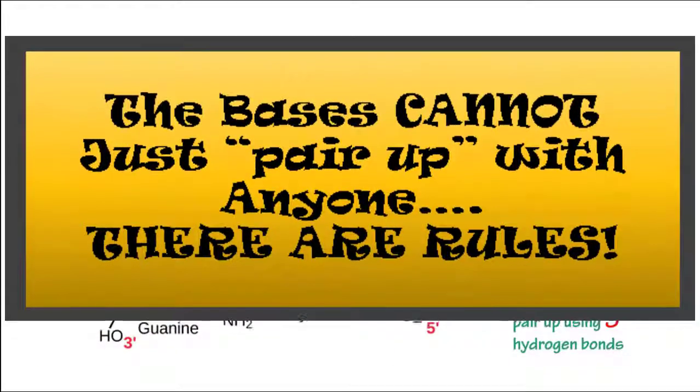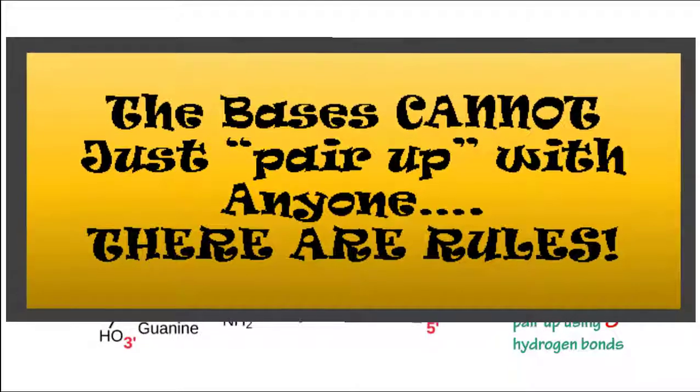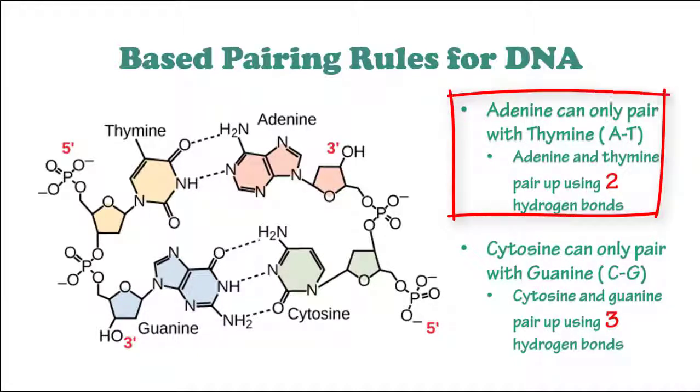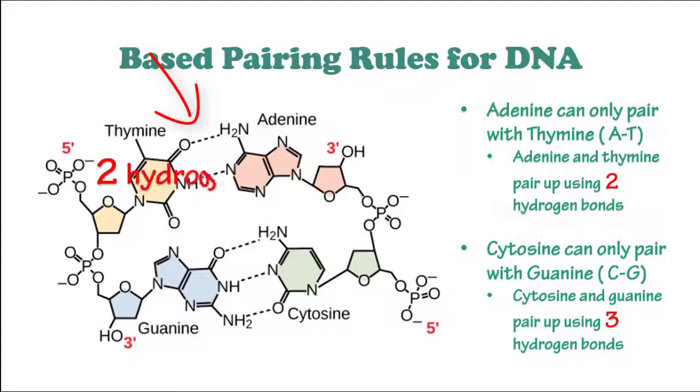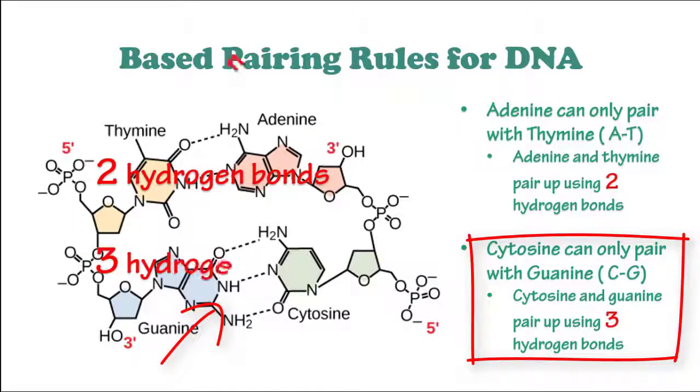The bases cannot just pair up with anyone. There are base pairing rules. Adenine is only able to pair with thymine. When adenine and thymine pair up, they bond using two hydrogen bonds. Guanine is only able to pair with cytosine. When guanine and cytosine pair up, they bond using three hydrogen bonds.